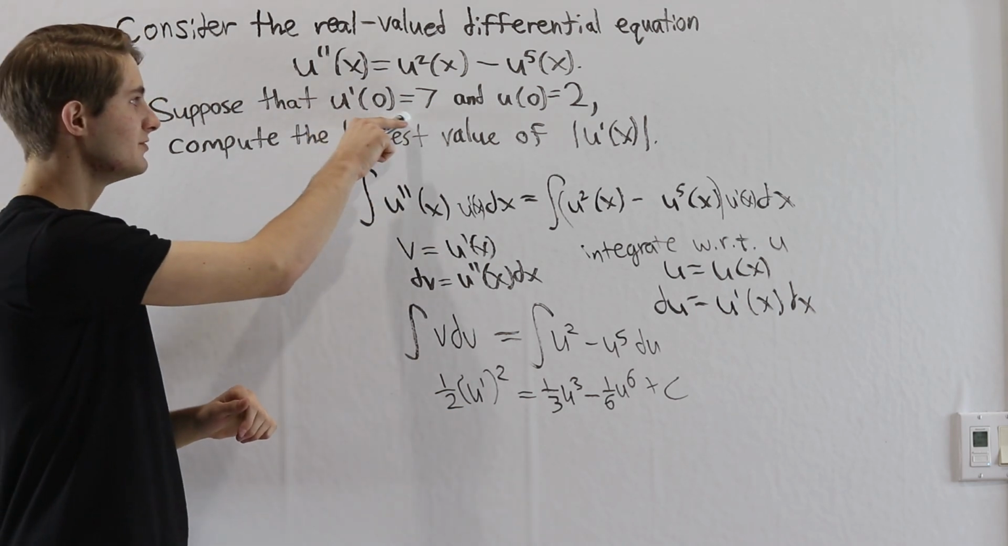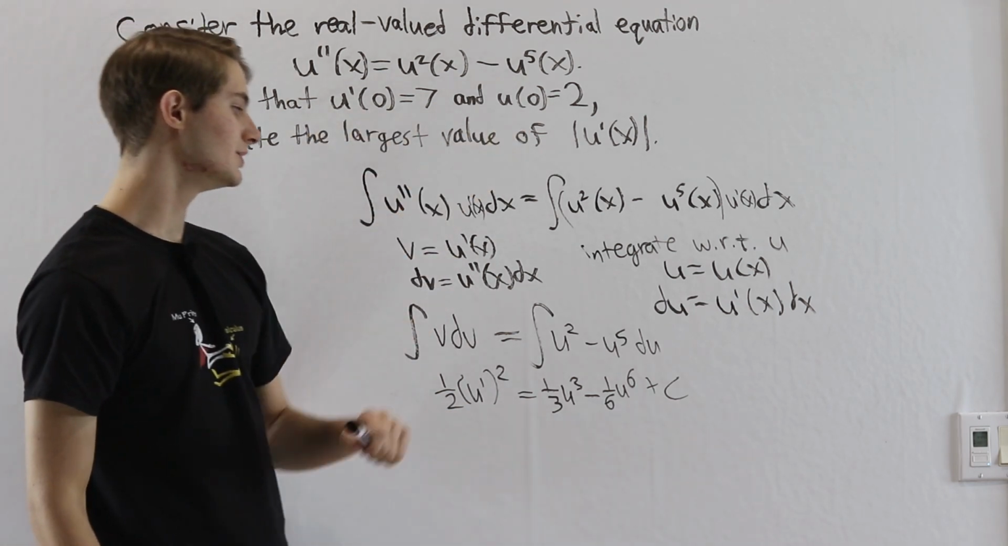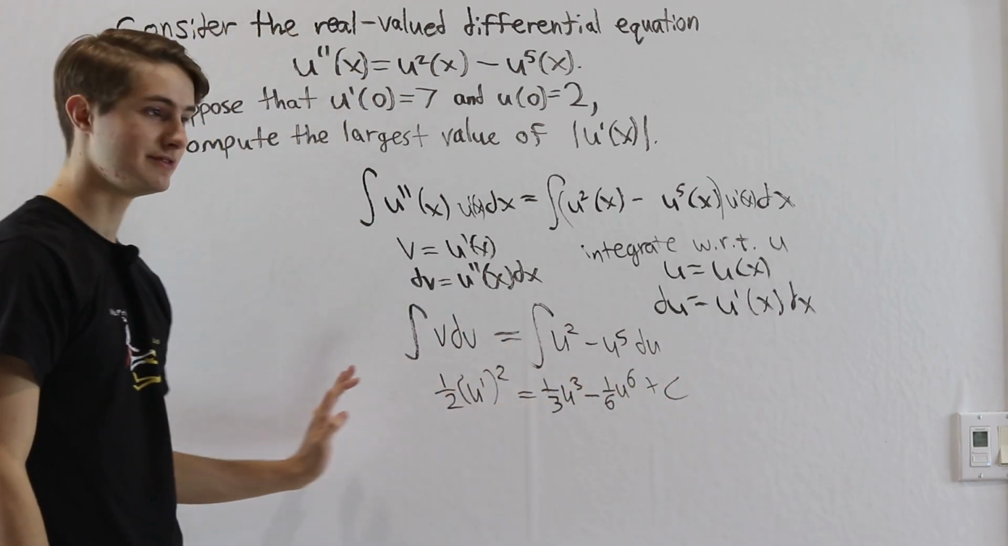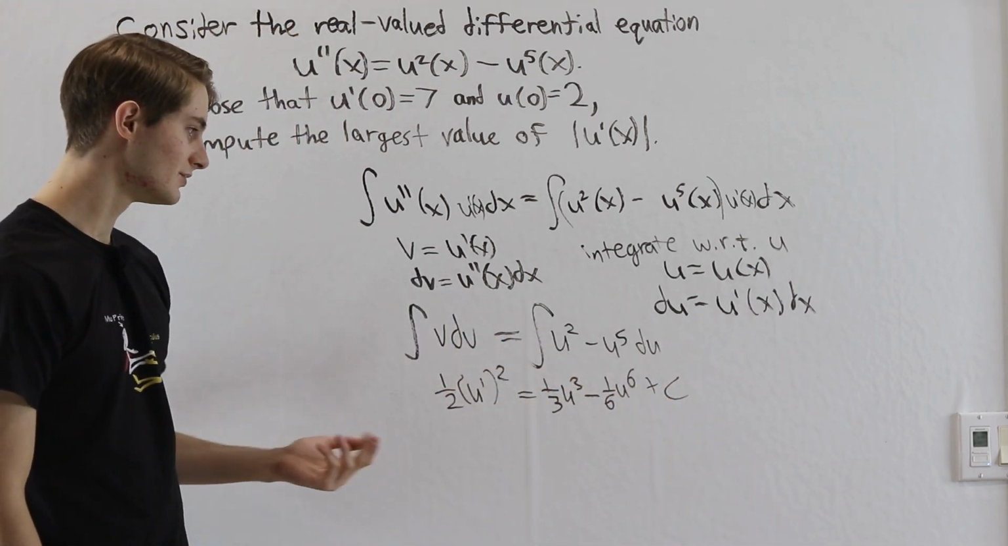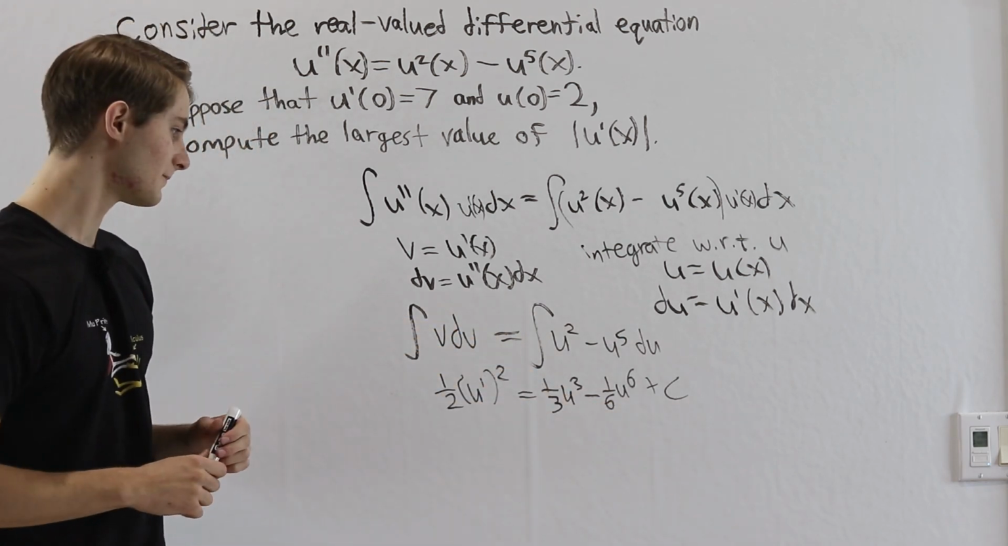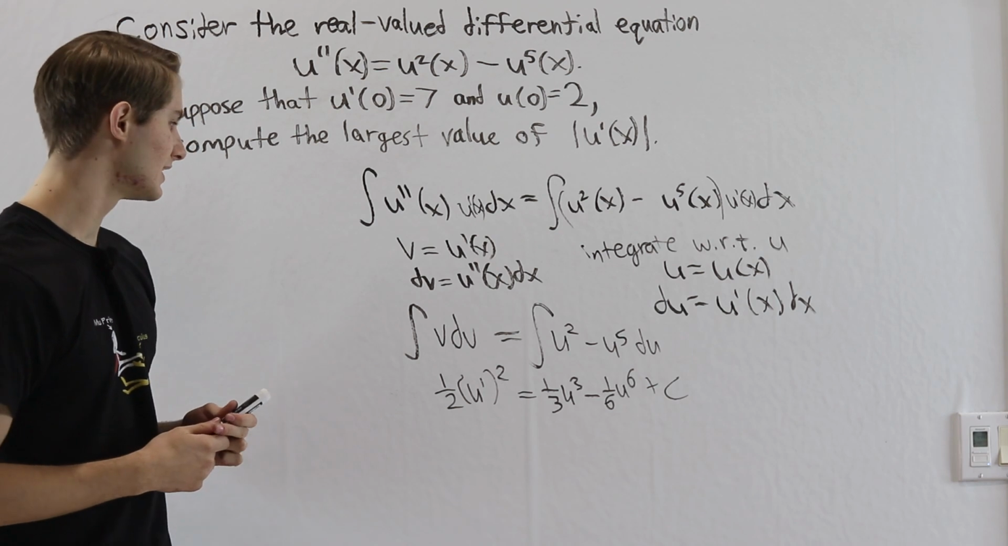So here, u prime of 0 equals 7, and u of 0 equals 2. That means we're able to plug that into everything that we have here, and then solve for the value of c. That will let us figure out our final solution. So let's try that out.